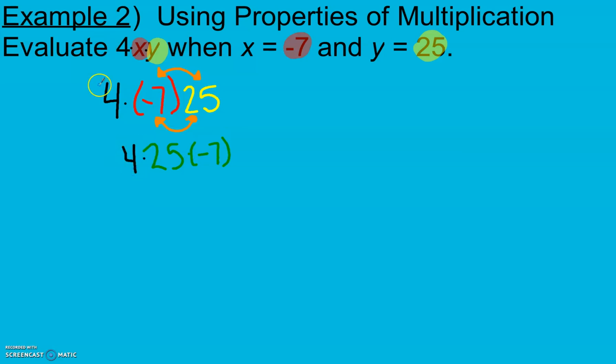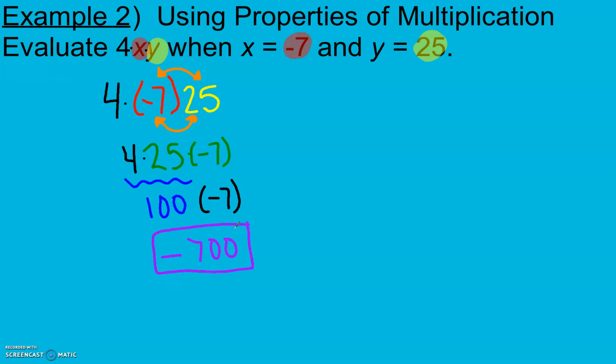Now that 4 times 25 I can do, I know that's 100. Just like 4 quarters gives me 100 cents or $1. And I still have that negative 7 here. Now my signs are different. So I'm going to have a negative answer. 7 times 100 is 700.